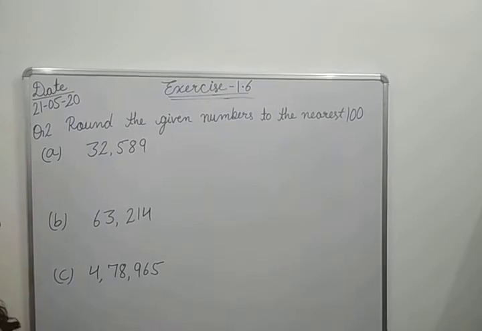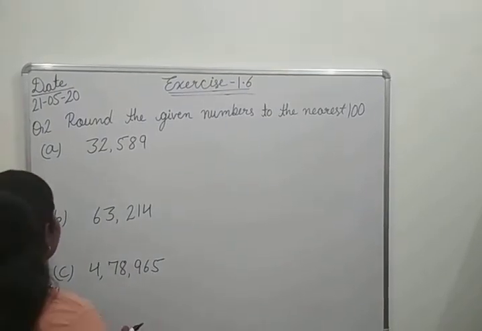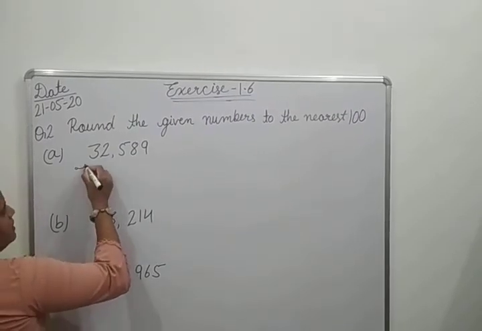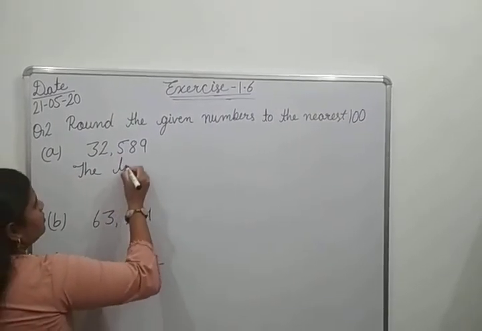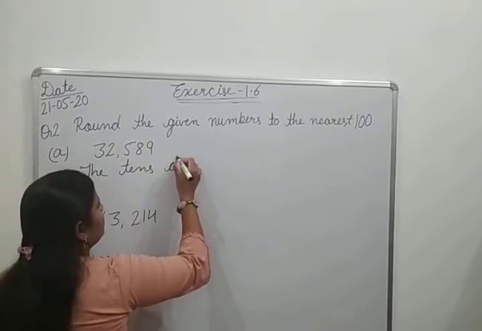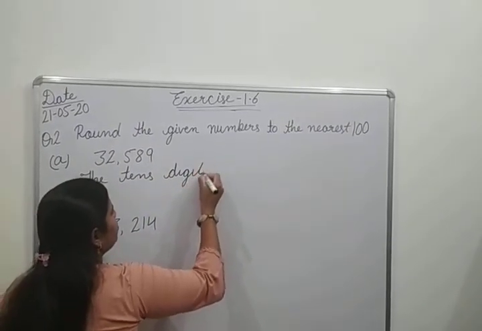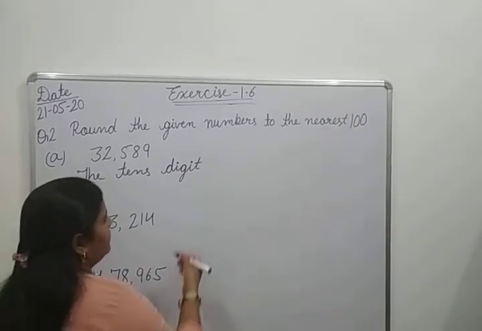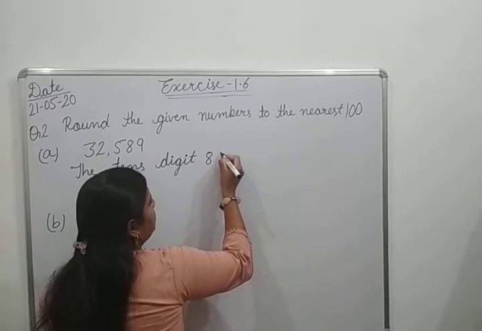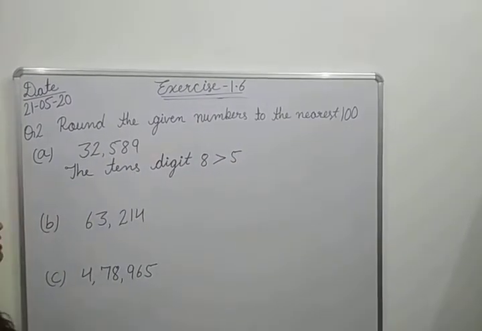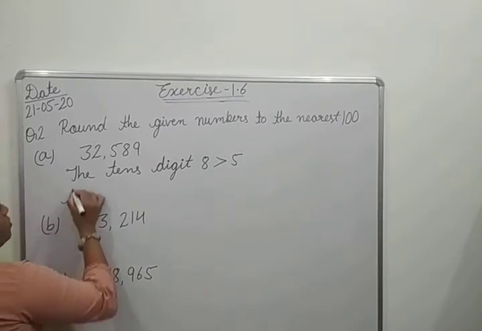Okay. Now we do question number second. Here we write the tens digit. What is the tens digit here? 8. 8 is greater than 5. So we use here the greater than symbol.